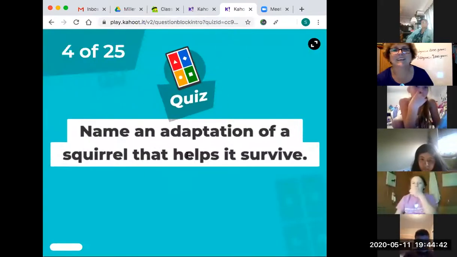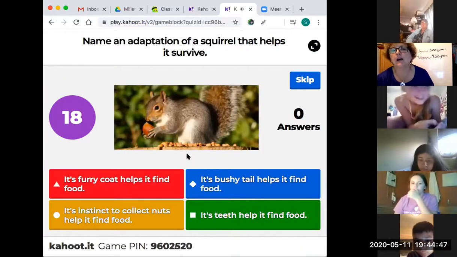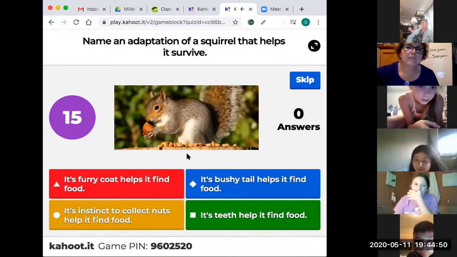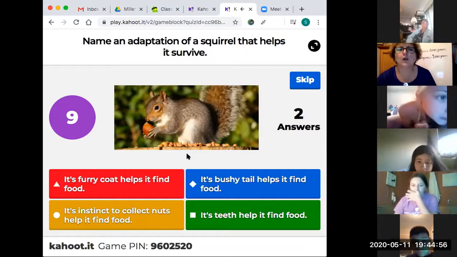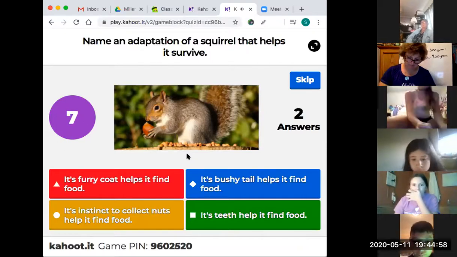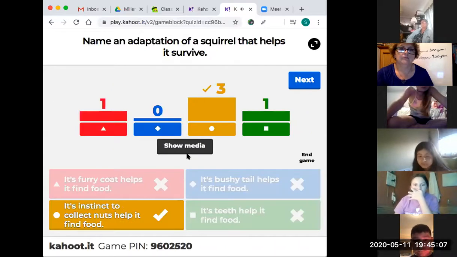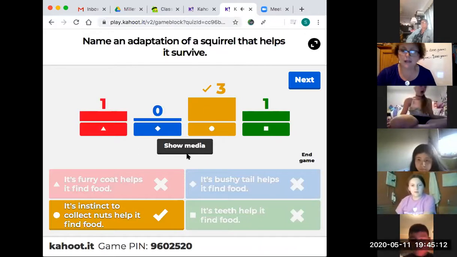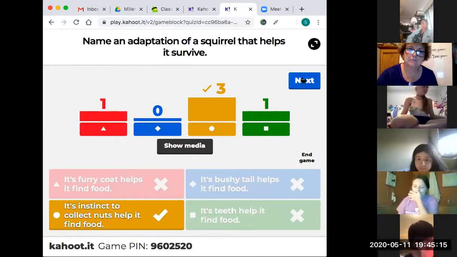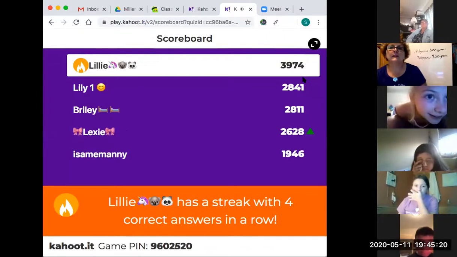Name an adaptation of a squirrel that helps it to survive. An adaptation of a squirrel. I know a lot about squirrels. I'm not really sure. Yay! Instinct to collect nuts helps it find food, so that is its adaptation. Okay. We still have Lily 2 in the lead with Lily 1.